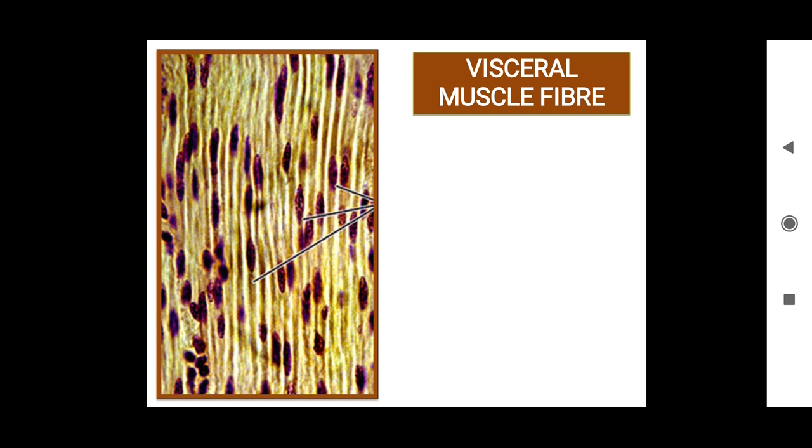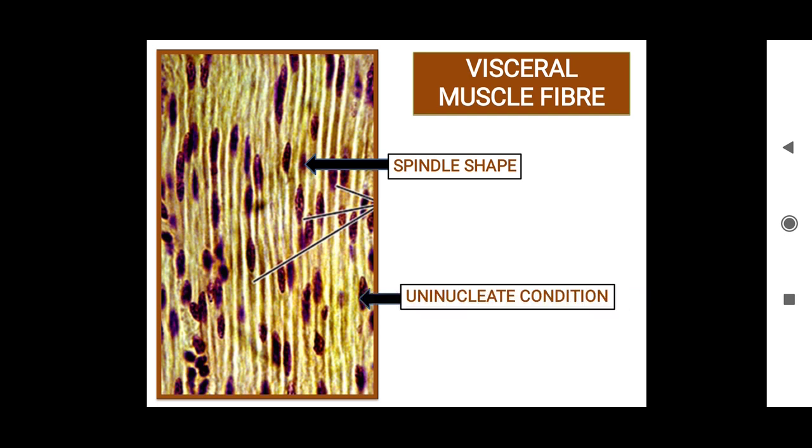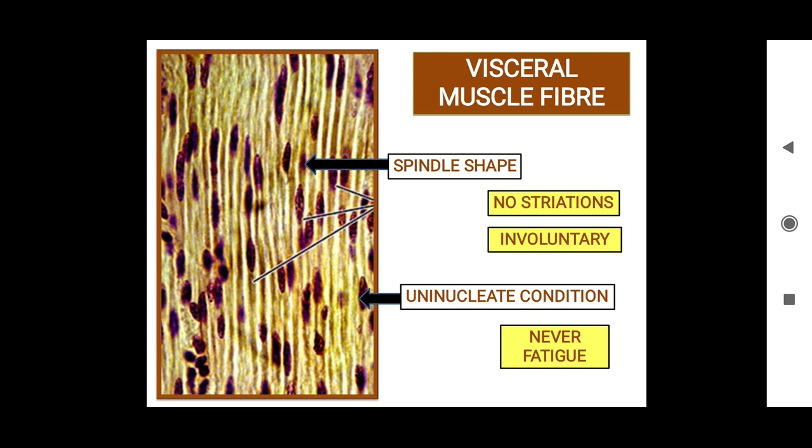This is how it will look under the microscope. See very carefully, you don't see any striations, and they are so tightly packed together that they almost give the appearance of being multinucleate, but they are not like that. Very carefully, if you notice, they are spindle shaped. Only one nucleus is seen, uninucleate. You don't see any striations. These are involuntary, that means not in your control, and they never fatigue.